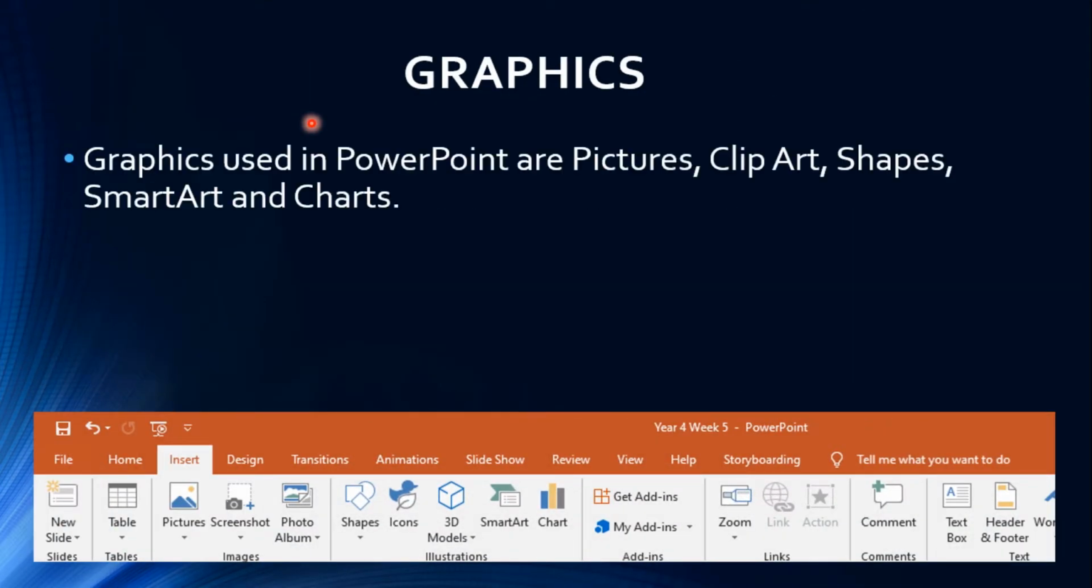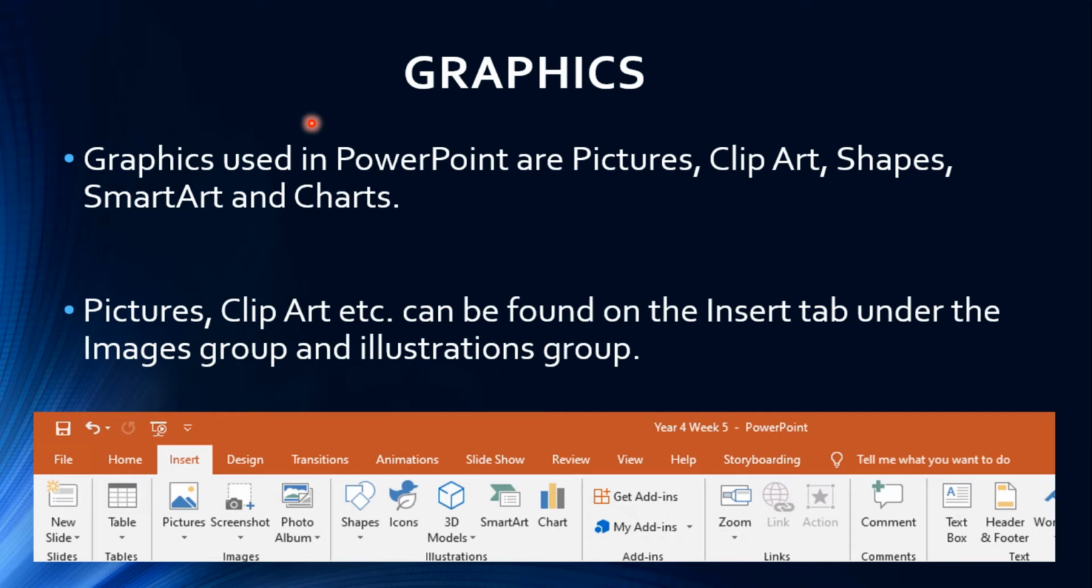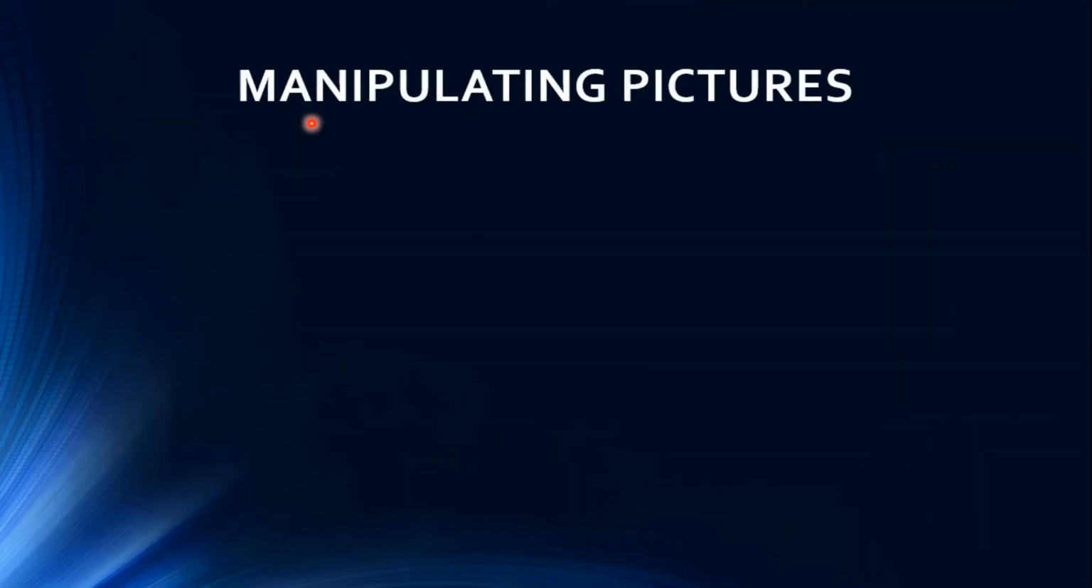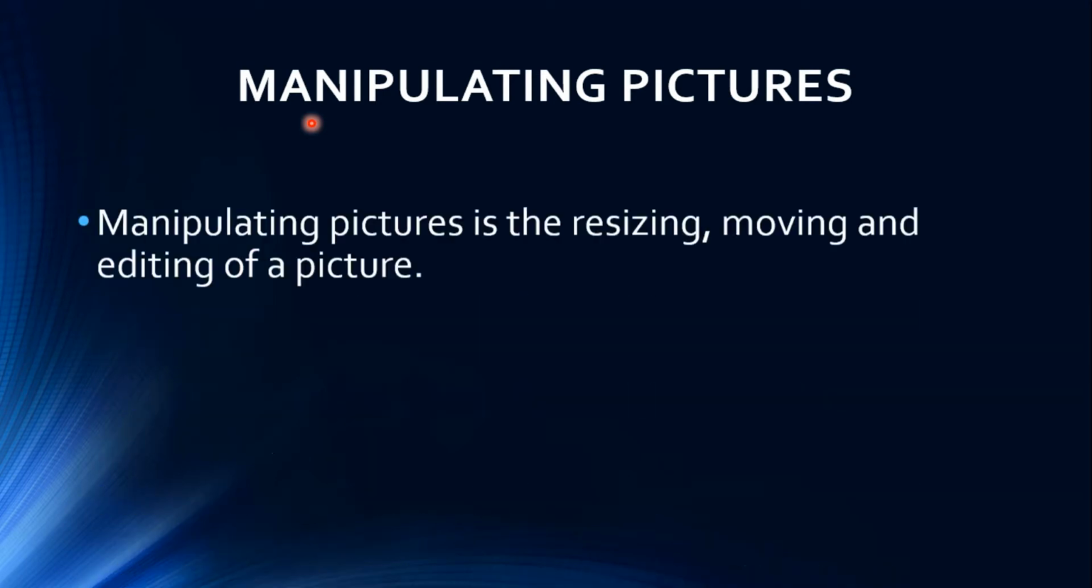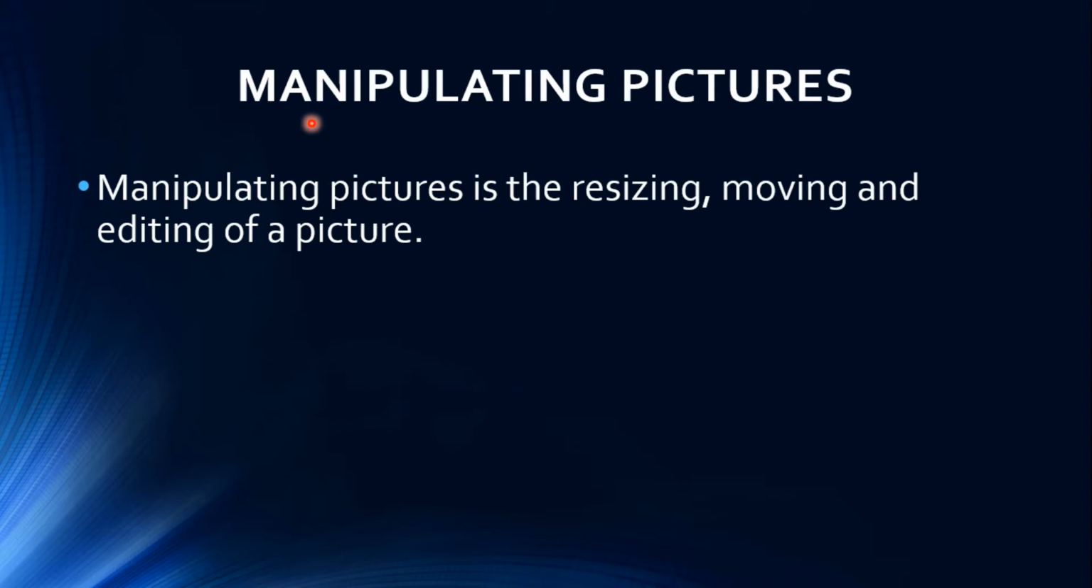First, graphics used in PowerPoint, typical examples are pictures, clip art, shapes, smart arts, and charts. We can find these in our images group and illustration group under our insert tab. We should be able to manipulate some pictures and add some graphics. So we're not going to spend so much time today talking about this, but I want you to see how you can add them. But after adding, manipulating becomes the next thing.